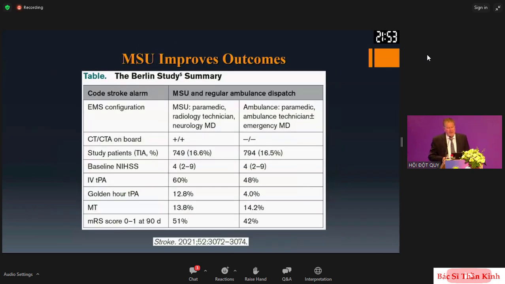And here's how their patient population looked. First of all, 1 in 7 had TIAs. So they were transporting TIAs. That's a good outcome to begin with, right? They were giving TPA, not as high as in BEST-MSU because they included all patients whom they picked up. Their golden hour was only 12 patients, roughly 13%. And thrombectomy rates did not differ between regular transport and MSU. So that in itself does not explain why they similarly had such great outcomes.